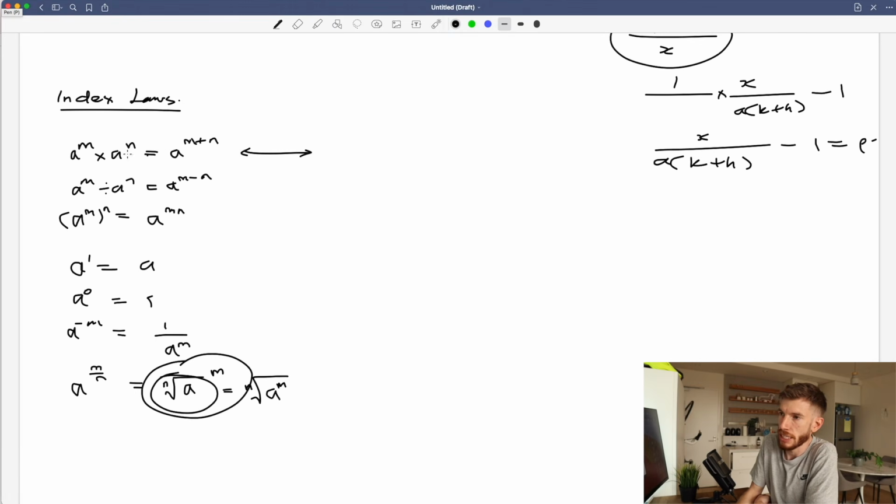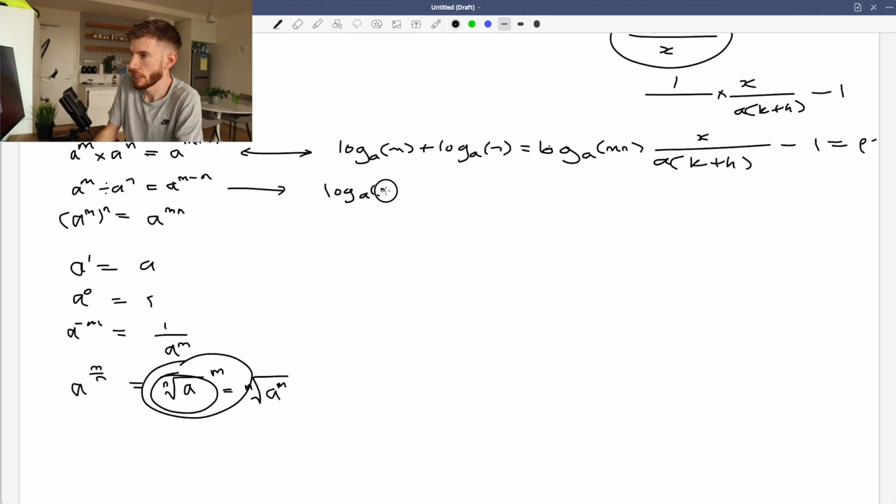So for every index law, roughly, there's a log law. So where we multiply and add here, when we add two logs of the same base, then we can write them as one log, and we just multiply. So you can see multiply, then add, then multiply. It's just in reverse. If we subtract two logs like this, then it's the same thing as one log where we divide the two values.